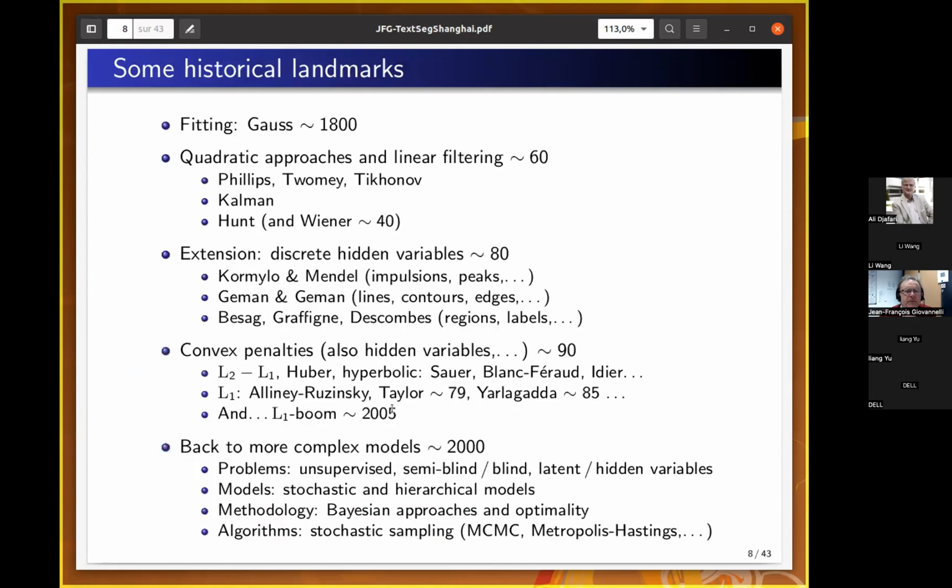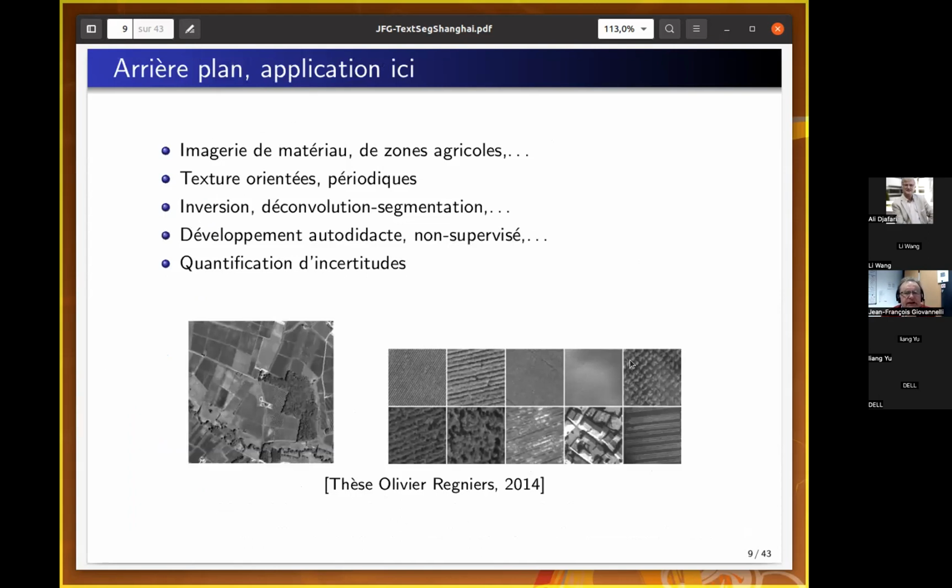I will skip this one. I could come back to it. It gives some historical landmarks. This is an idea of a specific application possible for this talk.